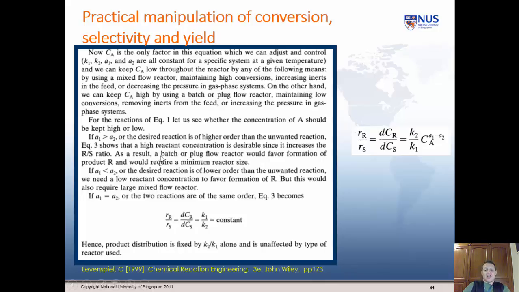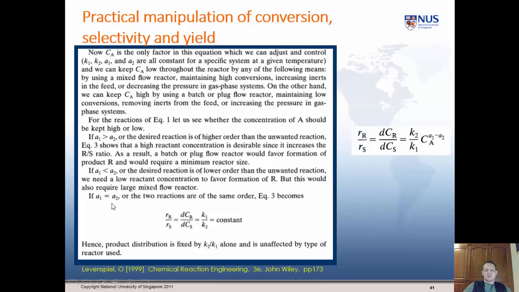Therefore, a batch or flow reactor would favour the formation of product R, and you want minimum reactor size. If, on the other hand, unfortunately, your undesired product has a higher order, then you need low reactant concentrations, which will favour the undesired product less. But then you'd need a large mixed flow reactor.